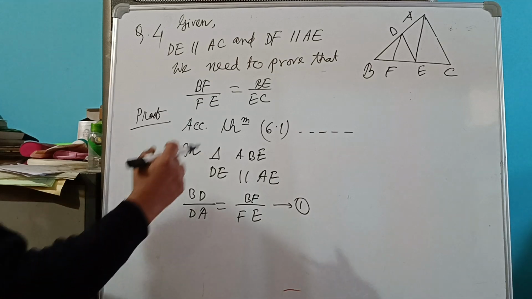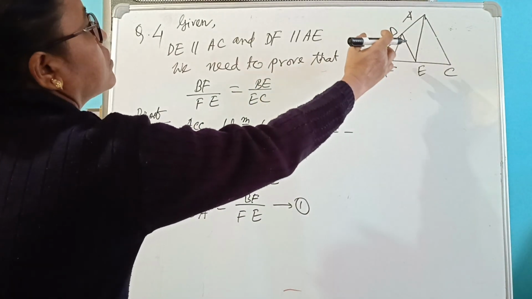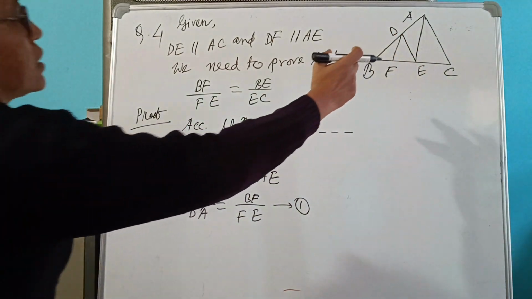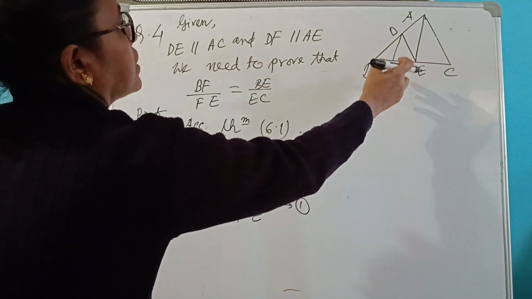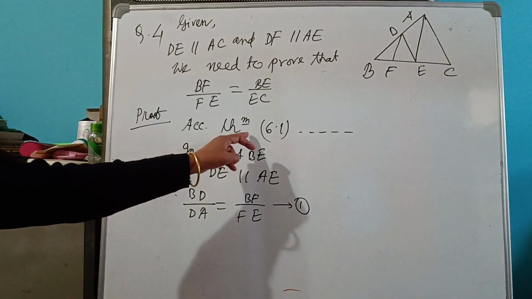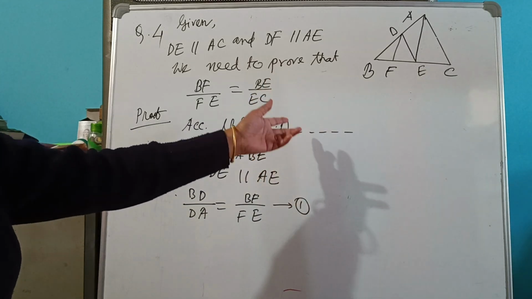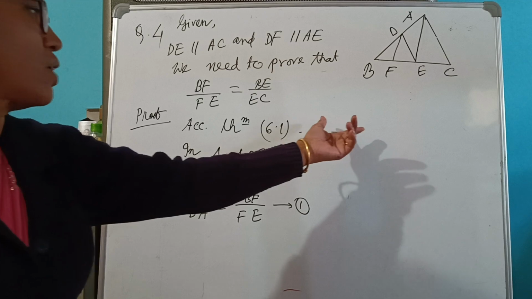Then we need to prove that BF by FE is equal to BE by EC. This is okay. Now see, according to theorem 6.1, you must write the theorem. In question 3, we wrote it already. Here also you write it down.